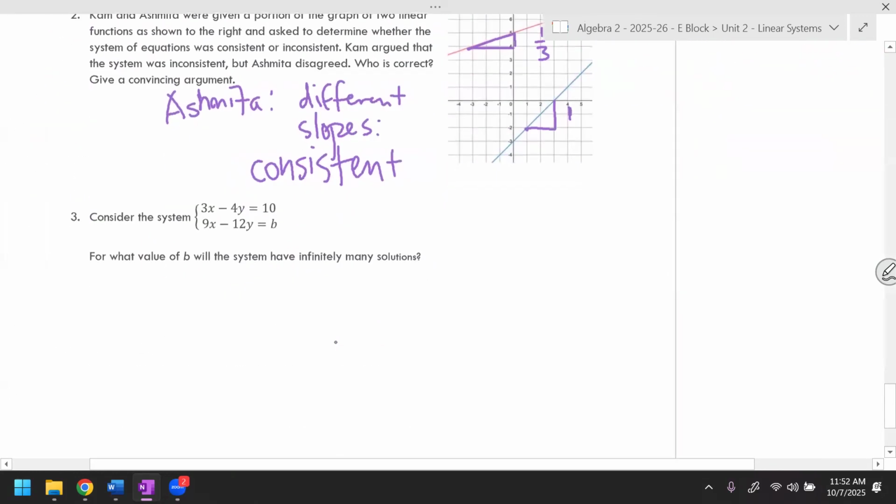Finally, 3. This is the hard one. Here's a system. 3x minus 4y equals 10. 9x minus 12y equals b. Okay. Gwendolyn's table, did you come up with a way to find what b would have to be for these two to be the same line? Talk me through it. Don't just give me the answer, but talk me through it.